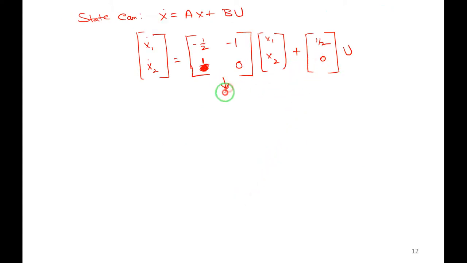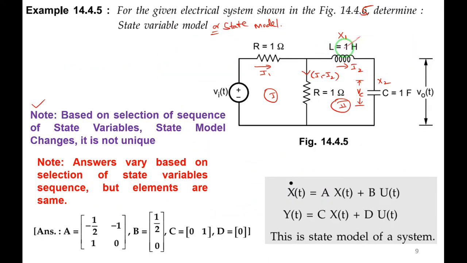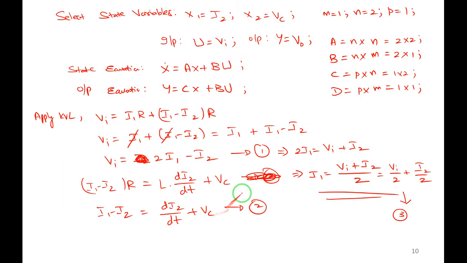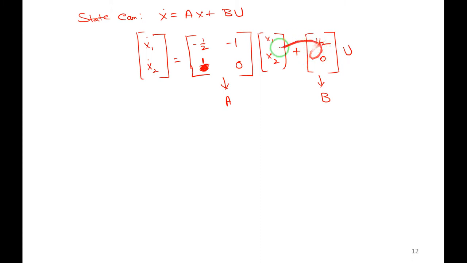So this is matrix A and this is matrix B. I have taken the same state variables, so I will be getting the same answer. A is minus half, minus 1, 1, 0. B is 1 by 2, 0. Right? Yes, I got it.